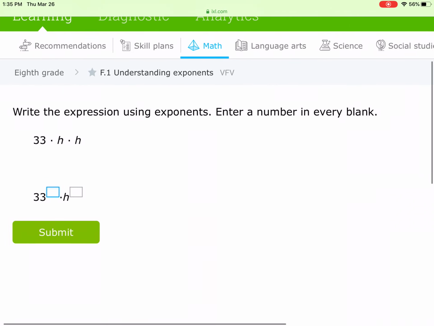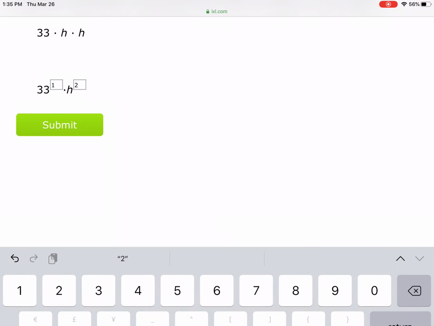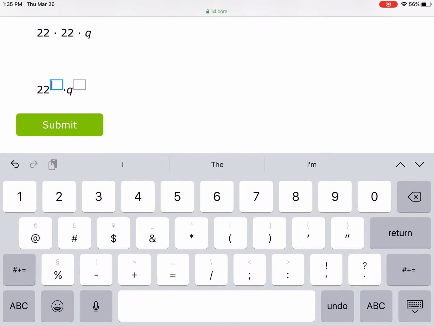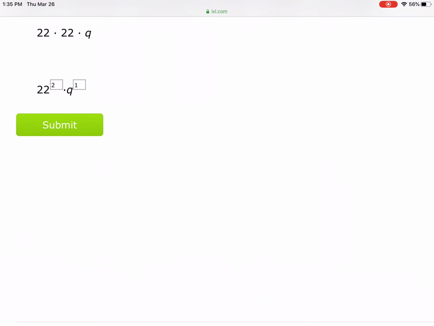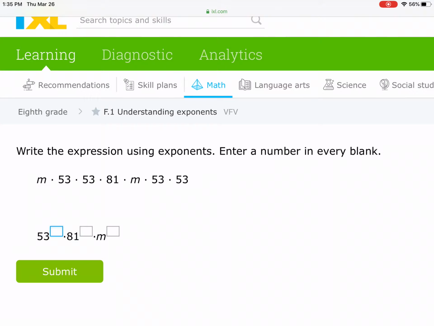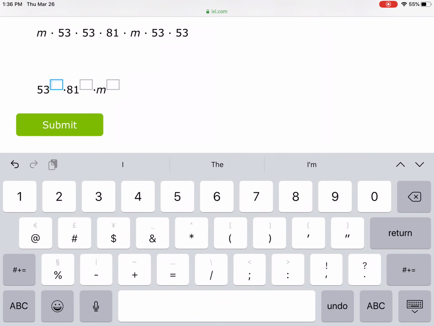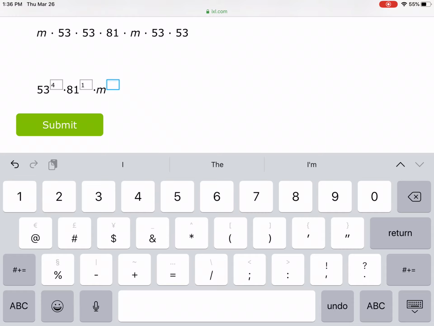Same thing here. There's only 1 33, so we're going to put the number 1. There's only 2 H's, so we put the number 2. Again, exponents tell me how many times we're multiplying by something. So there's 2 22s. There's only 1 Q. Again, we're clicking submit. Now, again, this time they're out of order, so you've got to go through and count them. There's 1, 2, 3, 4 53s. There is 1 81. There are 2 M's.